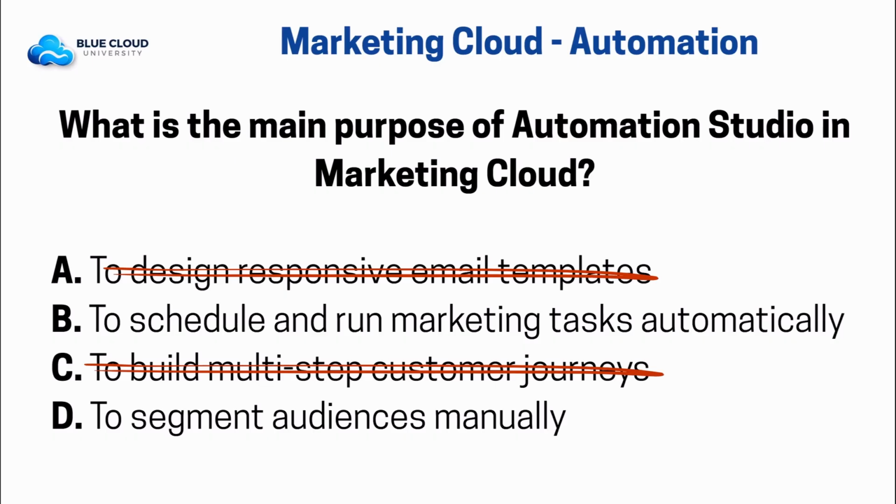And then finally, D says we use it to segment audiences manually. Well, let me put it this way. Why have an automation in which our primary goal is to do something manually? And by the way, we don't want to have this manually. We want to automate this. So can we use Automation Studio to segment audiences? Yeah, absolutely, using SQL queries as well as data filtering. But it's an automated process and not a manual process.